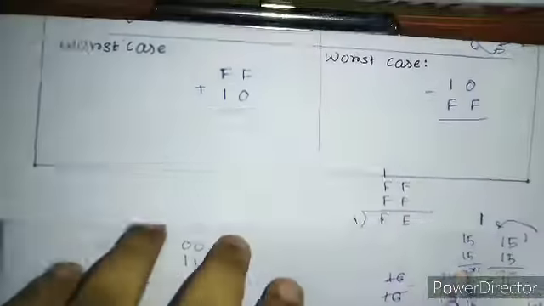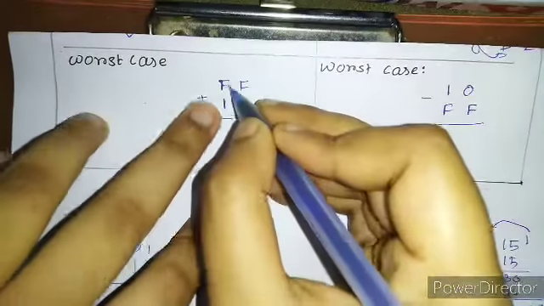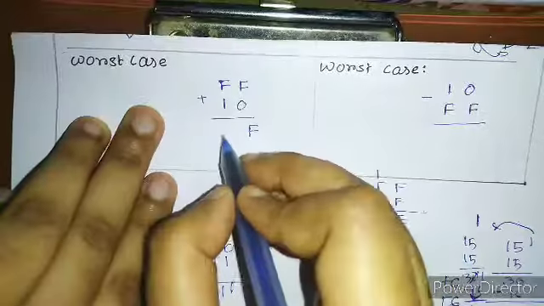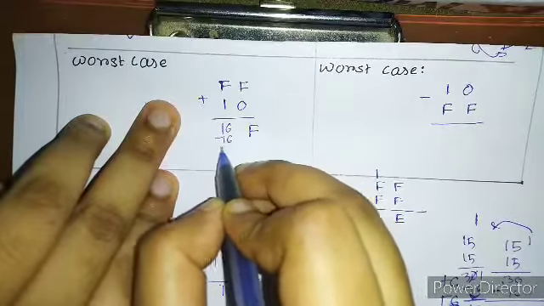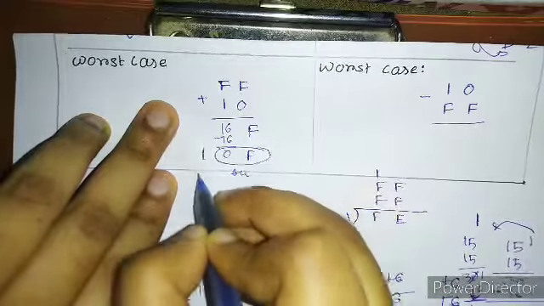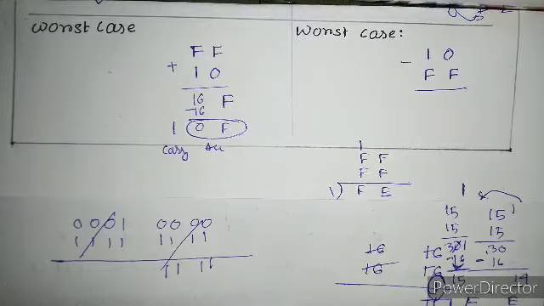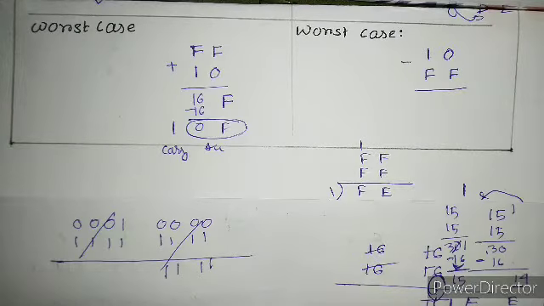In addition also, suppose FF plus 10: F plus 0 is F, and F plus 1 means 16. So 16 minus 6 will be 0 plus carry 1. So this is ACC and this is the carry flag. This is why I'm spending some minutes on this. Don't forget what I said: whenever you're performing addition or subtraction, the result will be in the accumulator, and also in the carry flag, the carry bit or the borrow bit.